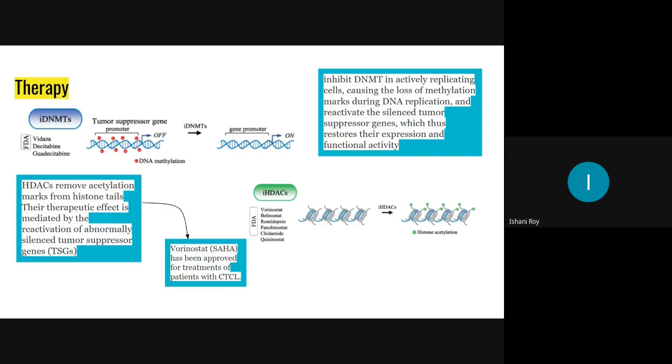Now, in the previous slide, I talked about drugs being developed for CTCL, or cutaneous T-cell lymphoma. One of these drugs is known as vorinostat, and this works on the principle of HDACs.